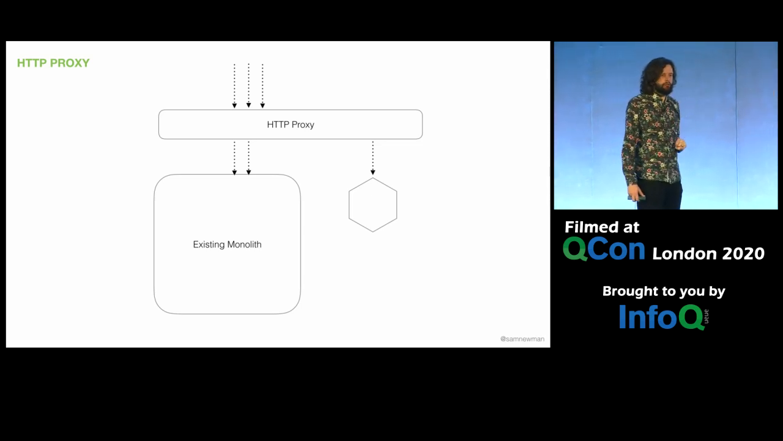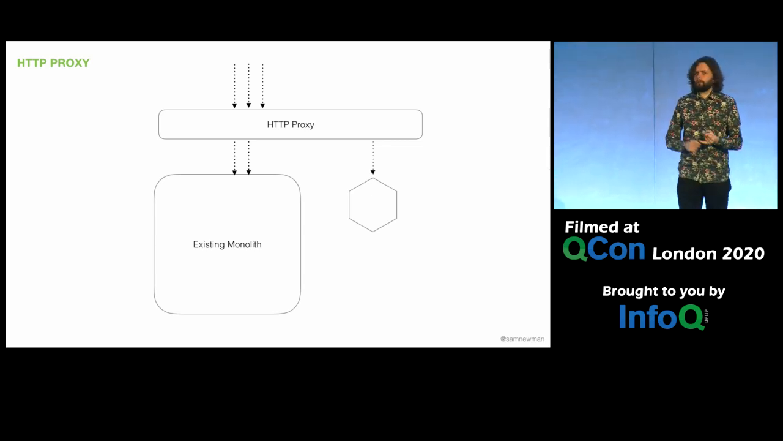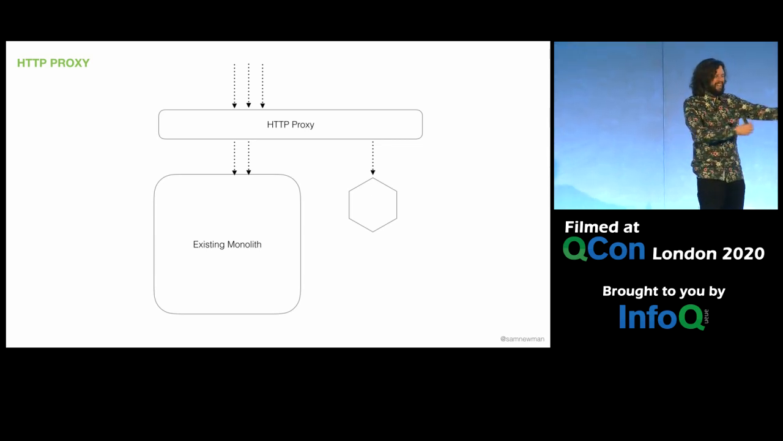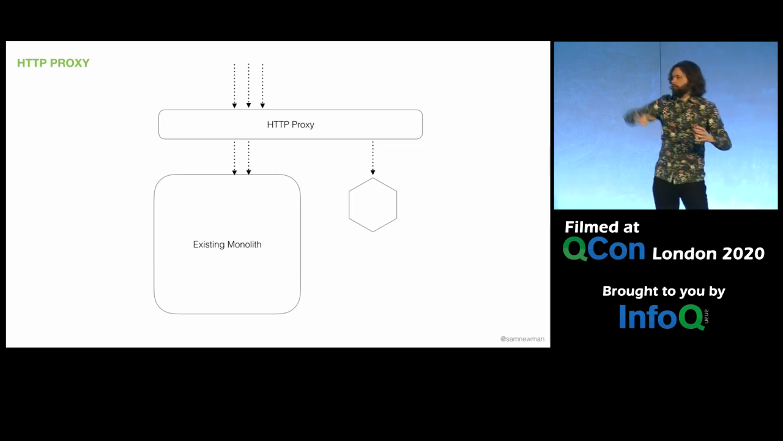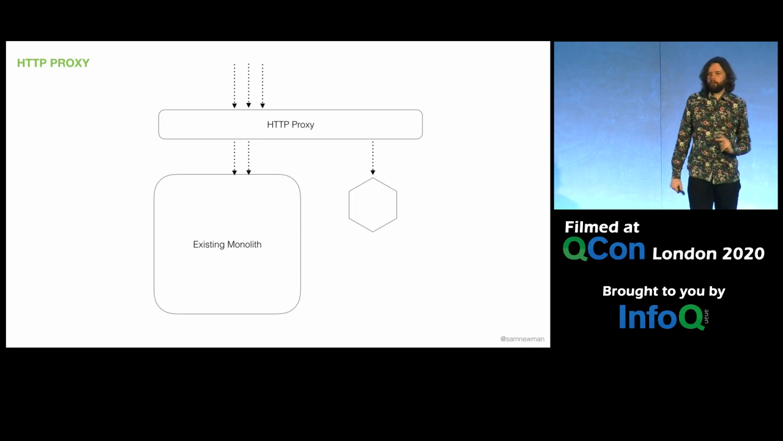We'll come back to data a bit later on. The example here I'm using is HTTP-based, but I've seen this work with FTP. I've done this with message interceptors. I've done this with fixed file uploads, where you basically intercept the fixed file, strip out the stuff that you want for your new service, and pass the rest on. It's a really simple technique, and it works surprisingly well in a large number of situations.